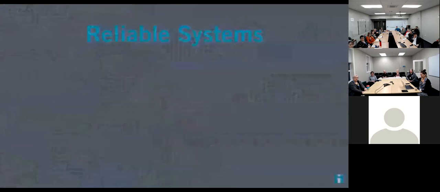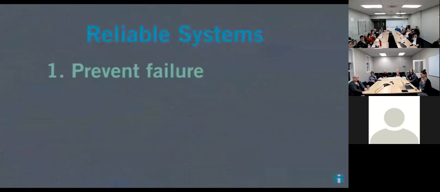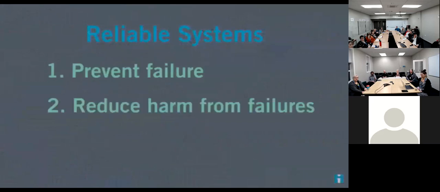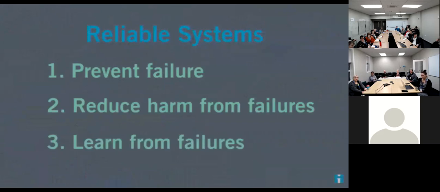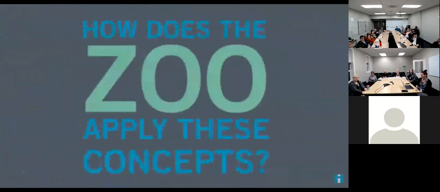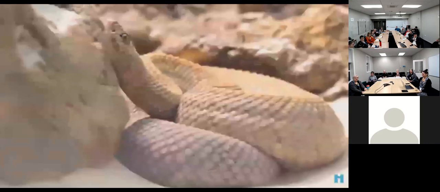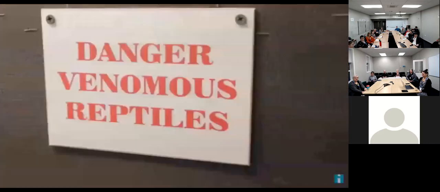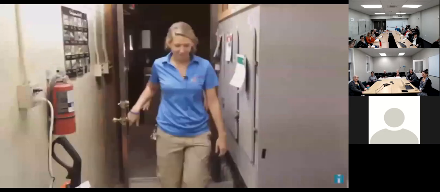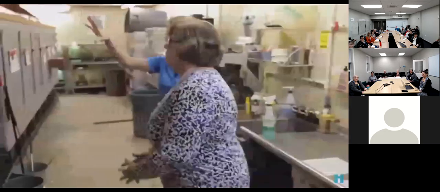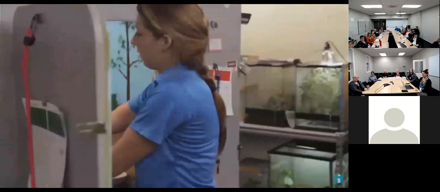In order to create reliable systems, we need to prevent failure, identify failures and mitigate their effects, and learn from failure to better design our systems. How does the zoo apply those concepts when handling venomous snakes? My name is Michelle Hoffman. I'm a reptile keeper at the Central Florida Zoo. I've been here for 4 years, and I work with one of the largest collections of venomous reptiles in the Southeast within AZA Zoos. Michelle took us behind the scenes to show us how they stay safe when handling snakes, to clean their enclosures and to move them.